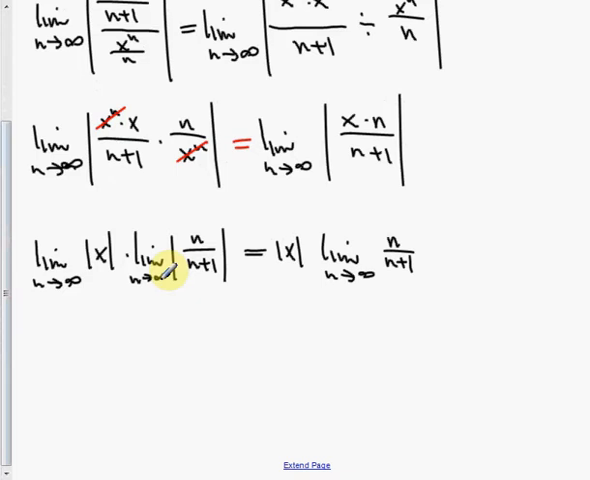But anyway, now what's the limit of n divided by n plus 1?